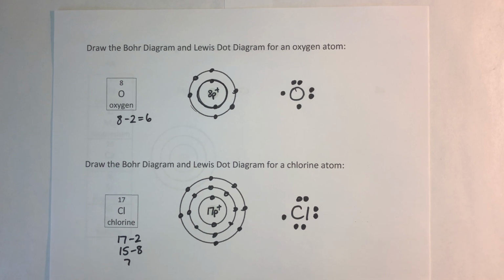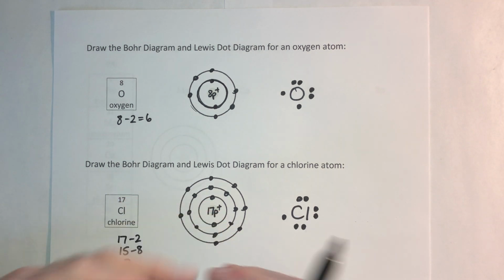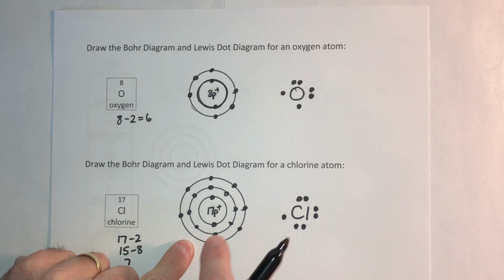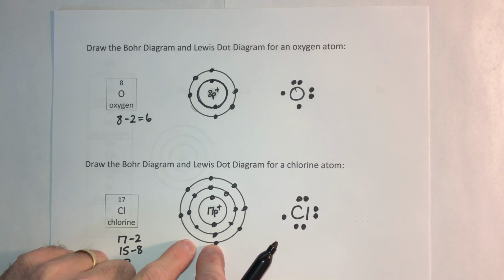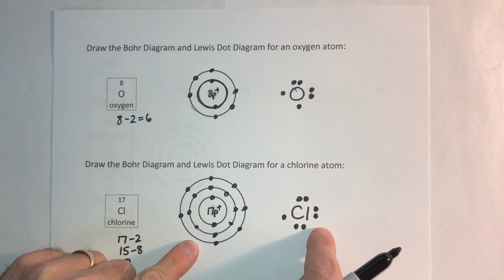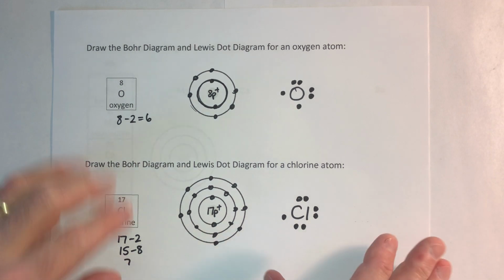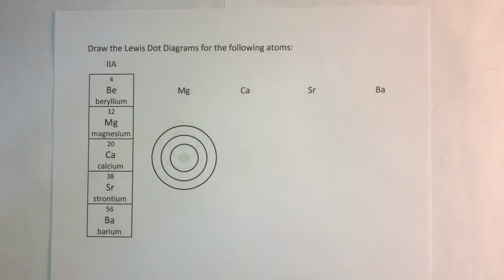Now at this point you should be thinking, hey, Lewis dot diagrams, they're great. They're compact, they're easy to draw, I love them. Bohr diagrams take up a lot of space, my circles never look good, I'm not super happy with those. But I feel like at this point I'm kind of stuck. Like, if I don't draw the Bohr diagram and show where all the electrons live, how am I supposed to know how many valence electrons I have? Right? How can I skip this? Well, turns out that your periodic table is built for that.